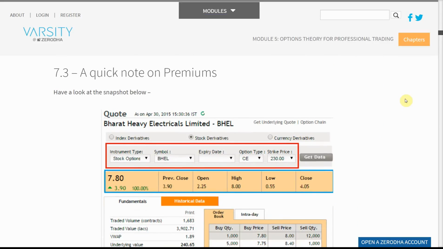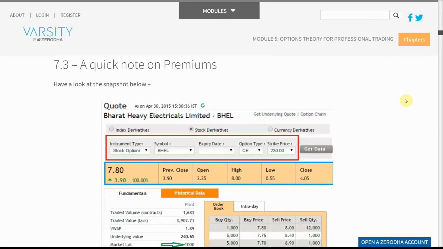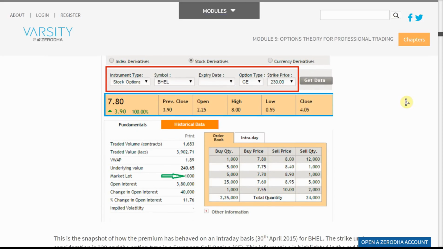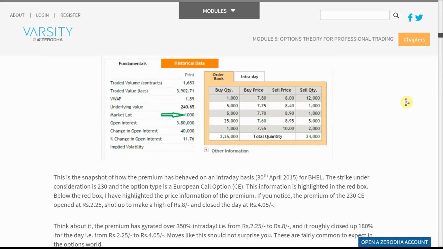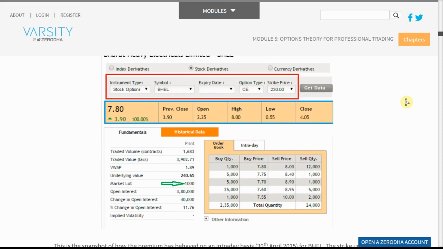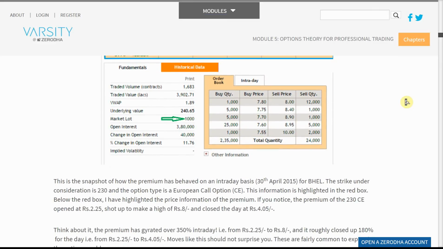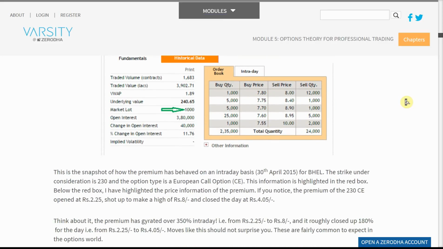7.3 A quick note on premiums. Have a look at the snapshot below. This is the snapshot of how the premium has behaved on an intraday basis, the 30th of April 2015, for BHEL. The strike under consideration is 230 and the option type is a European call option, CE. This information is highlighted in the red box. Below the red box, I have highlighted the price information of the premium. If you notice, the premium of the 230 CE opened at 2 rupees and 25 paise, shot up to make a high of 8 rupees, and closed the day at 4 rupees and 5 paise. Think about it.